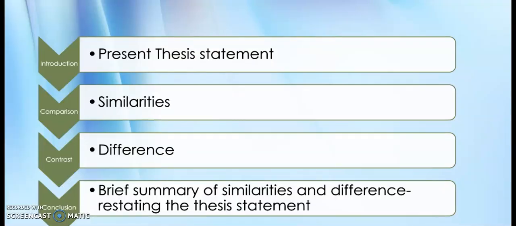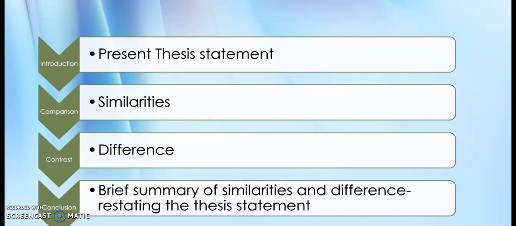The first method consists of 4 sections. First one is introduction. Here, you can use the opening paragraph to present the thesis statement and to introduce the items compared. And you need to give hints on the chief differences and similarities found between the two items compared. The second section is comparison.